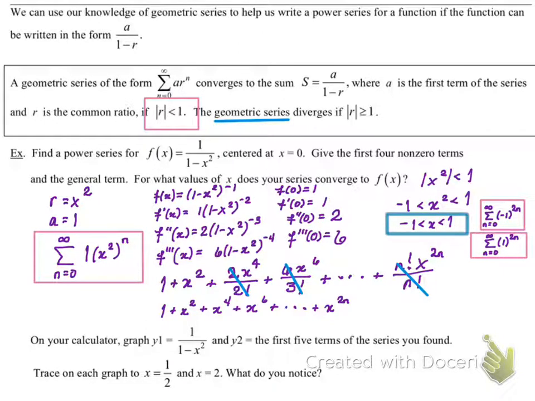If you were to graph both your original function, 1 divided by 1 minus x squared, and your series of first 4 non-zero terms, now it wants 5. Well, anyway, we're just going to go with it. We're going to use the first 4.